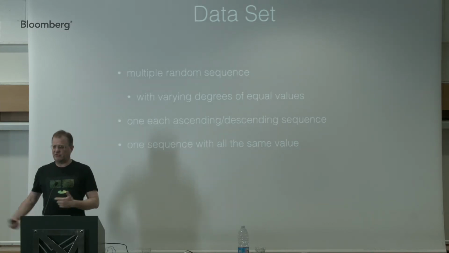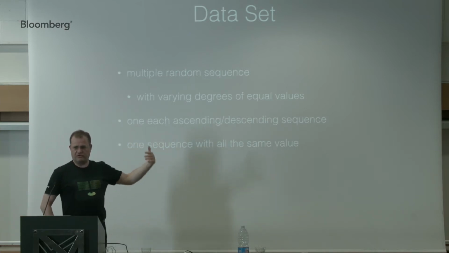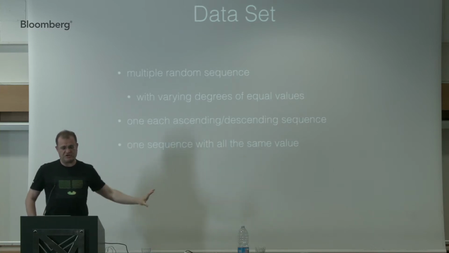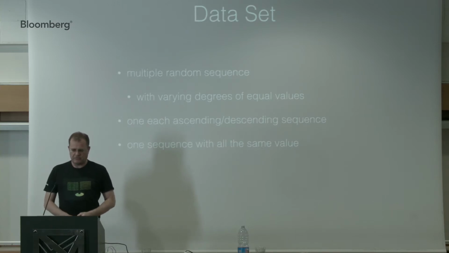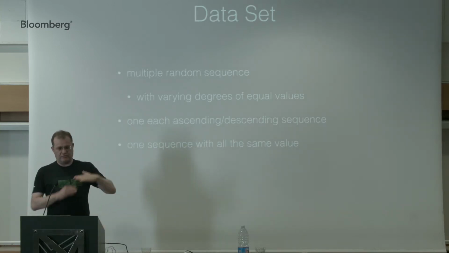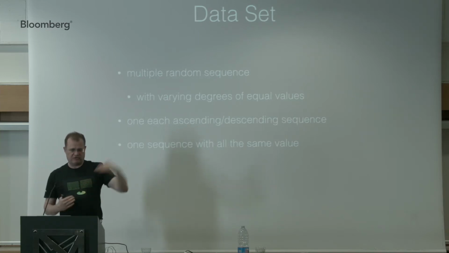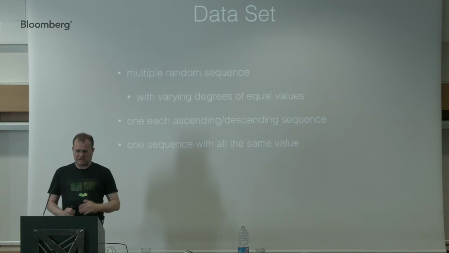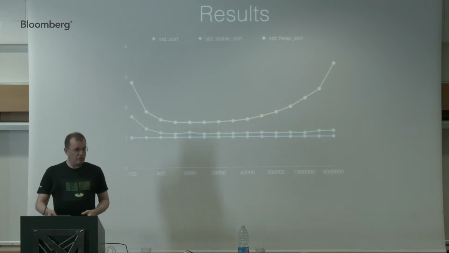Like, if you sort English names, there are lots of Smiths. So you sort along those, and actually, the equal ranges are one of the things which quicksort does struggle with. So the data set basically contains multiple variations of random things with various degrees of overlap, from most things overlapping to roughly non-overlapping, as well as an ascending, descending, and then one sequence which is all the same. The performance graphs I'm showing will all look like that.